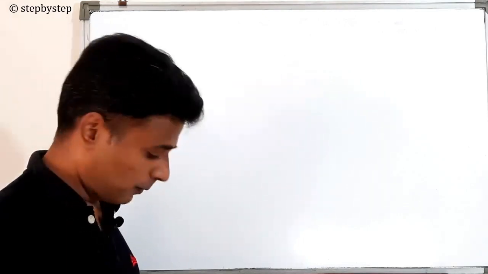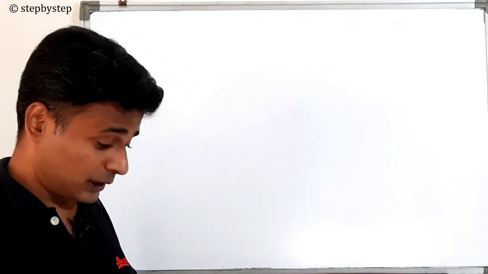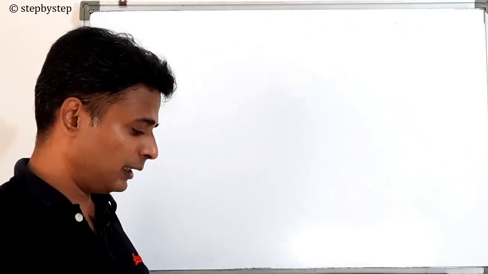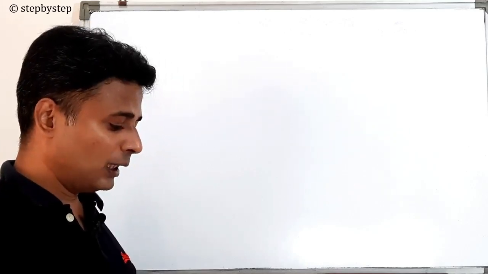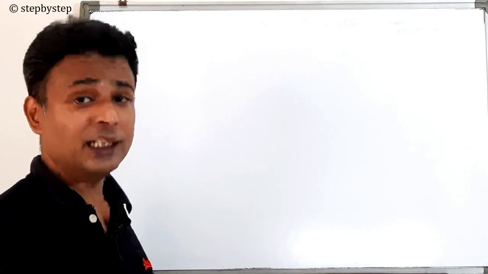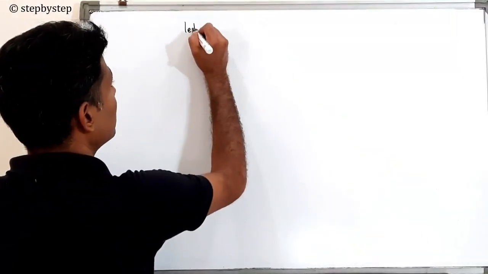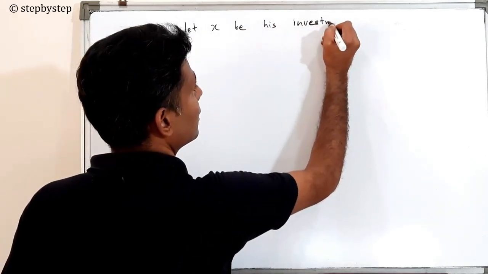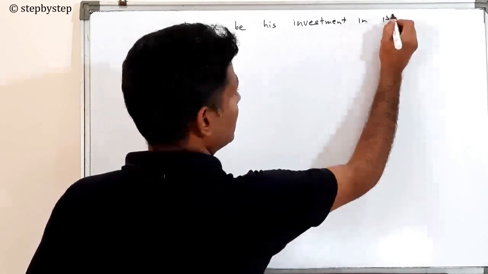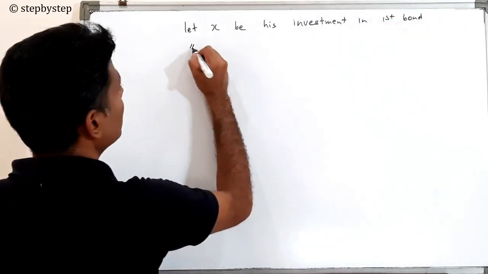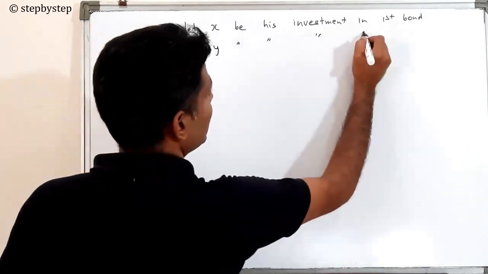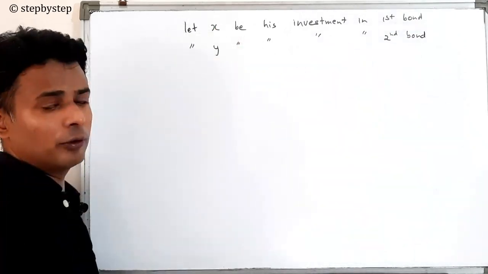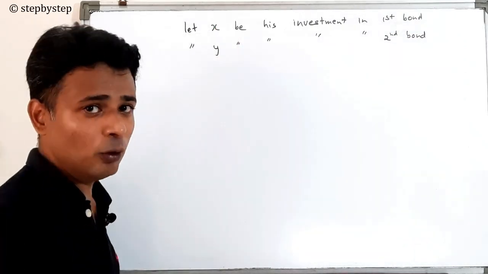Alright, now the seventh problem. A man invested rupees 30,000 in two types of bonds. On one he earns 5% and on the other he gets 7%. If his total earnings is 2,000, find his investment in each type of bond. So let X be his investment in the first bond and let Y be his investment in the second type of bond. So X and Y are our variables which we need to find.